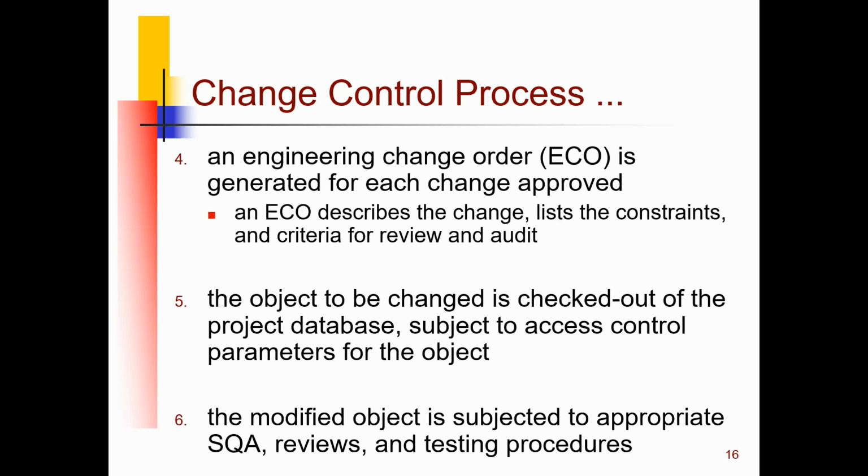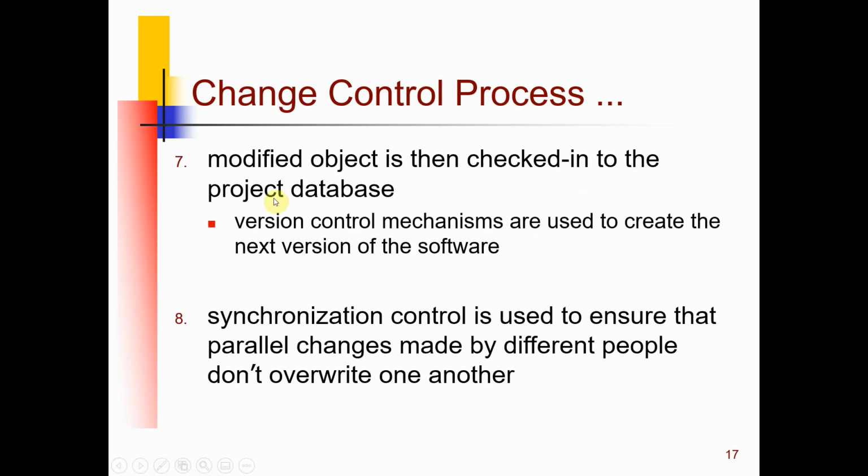After done this testing and the review, then this new code, we call the modified object, is checked in to the project database. And the version control, if it is near the release, is used to create the next version of the software. And then synchronization control is used to ensure that parallel changes made by different persons do not override each other. So this is also very important in a large project.